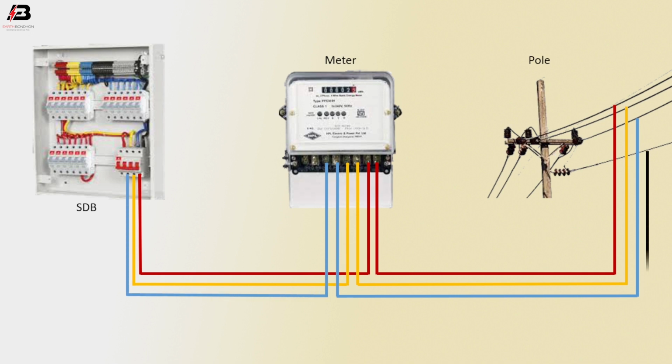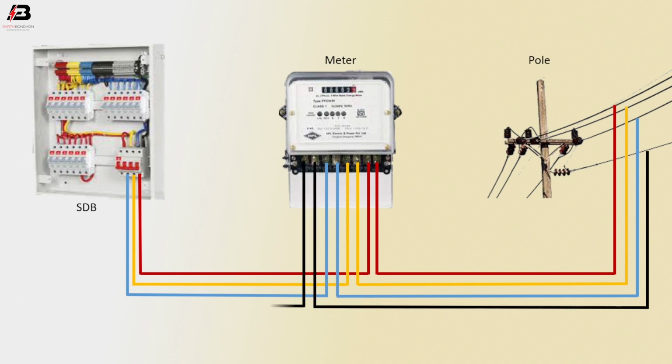Neutral connection from the pole to the energy meter. Neutral connection outgoing from the energy meter to the sub distribution board. Now this circuit is ready for use.